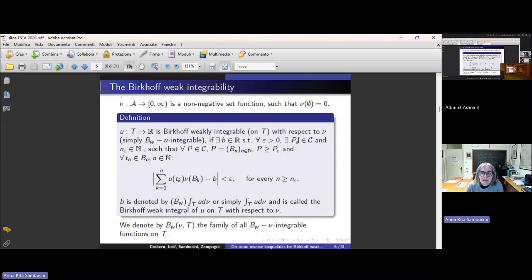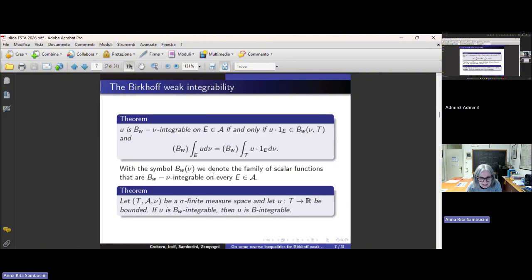A pair, a partition P and an integer n, such that for every finer tagged partition and for every n greater than n of epsilon, the Cauchy-Riemann sums are close in this sense to the element B. The Birkhoff-weak integrability on every measurable set is defined in the usual way, and we obtain the following results. Let me go back for a moment.